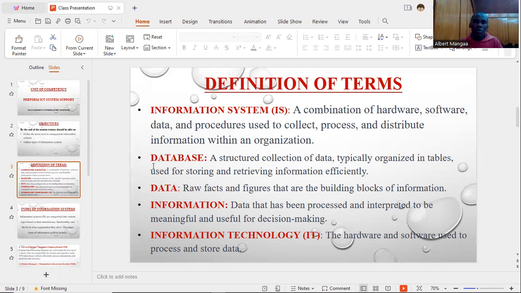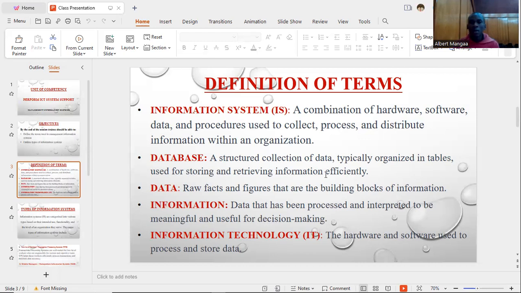Then the second term that we are going to define for today is a database. So what is a database? A database is a structured collection of data, typically organized in tables, used for storing and retrieving information efficiently. At this point, we realize that it is not only a collection of data, but it must be structured and organized in tables. For example, we have the database of the school. It collects your data, and it is organized in tables.